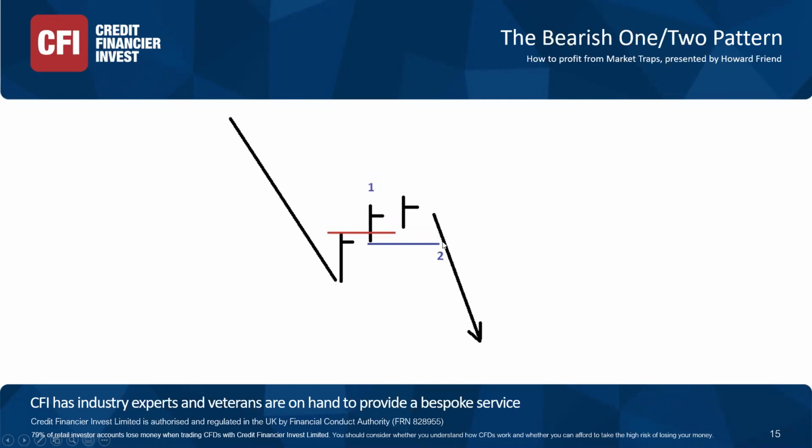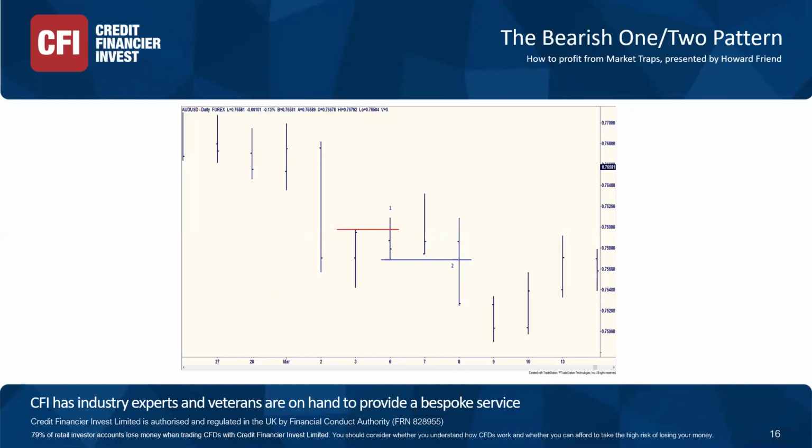Once we've broken through the blue line, in this case, we're then looking for a kind of a mirror image, I guess, of the previous swing to the downside. We're looking for the market to start to trend lower. So let's see a few examples of the bearish setup.